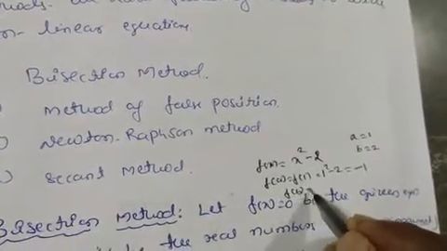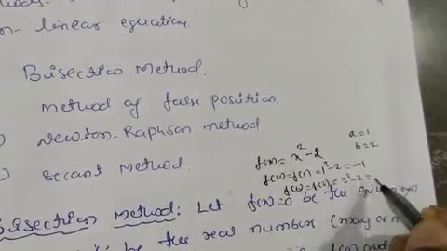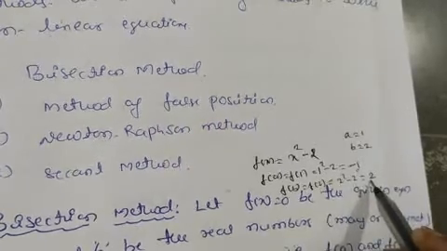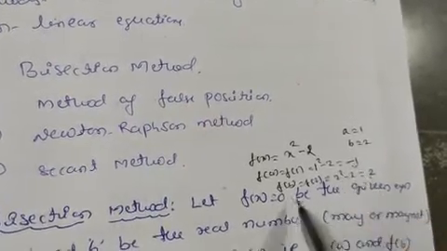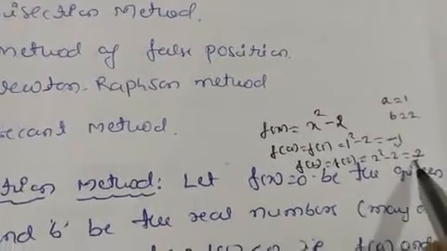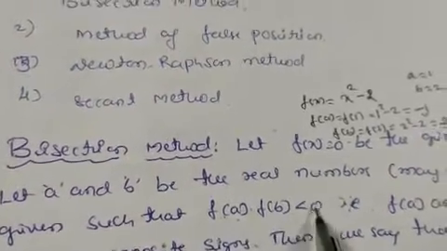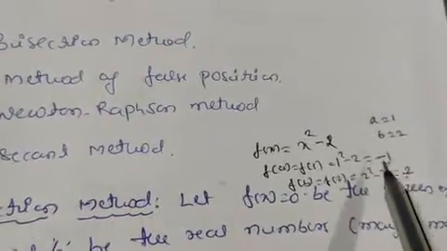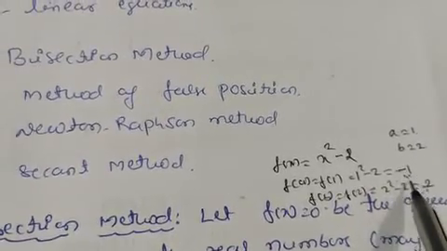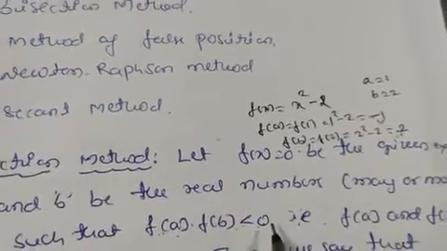And f of b is f of 2. f of 2 means 2 square minus 2. 2 square is 4, 4 minus 2 is 2. So these two are in opposite signs. That is, f of a is minus and f of b is plus. So such that f of a into f of b is less than 0, meaning their product. f of a is minus 1 and f of b is plus 2, and their product f of a into f of b is minus 1 into 2, which equals minus 2.